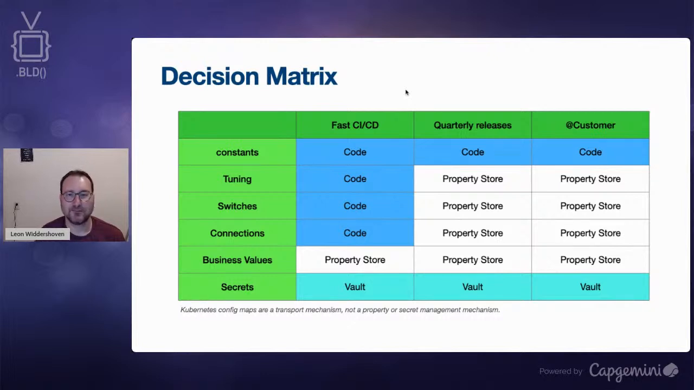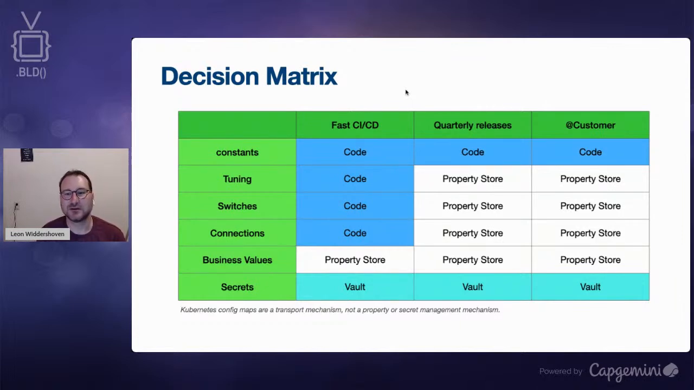And basically, whenever you don't have a CI/CD pipeline, you probably should have all your properties that you do actually change in a property store, so that you can have a guide that tells people what to change and when to change it, so that they can actually access and change it.